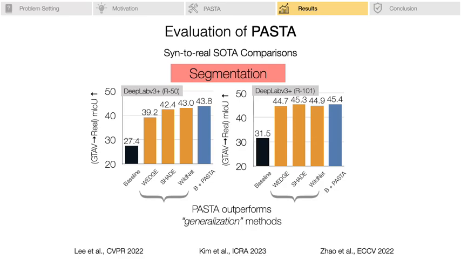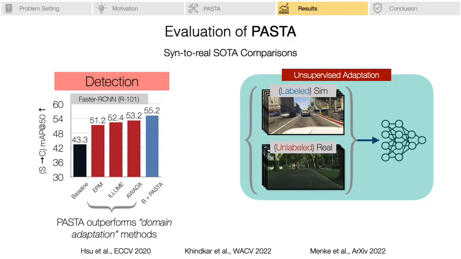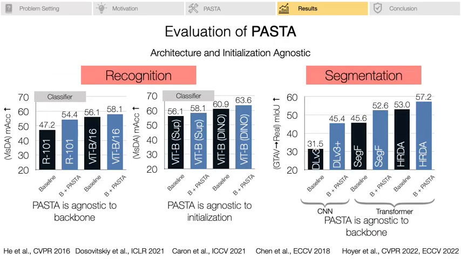On semantic segmentation from GTA5 to real datasets, PASTA outperforms state-of-the-art methods that use more complex architectures or more data than just the training set of GTA5. Those methods are represented by yellow bars. PASTA also outperforms state-of-the-art domain adaptation methods on object detection from Sim10K to Cityscapes. Note that unlike the methods in red, PASTA has no access to real images during training, and yet it still beats methods with access to real images when evaluating on the same. Finally, PASTA results in improvements across backbones, initializations, and different tasks.